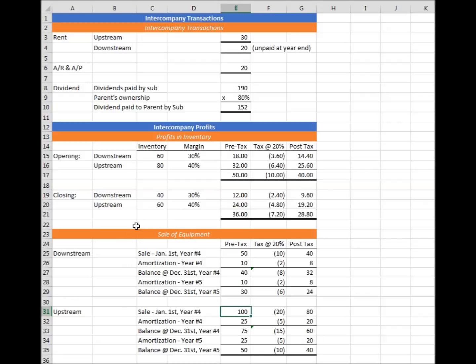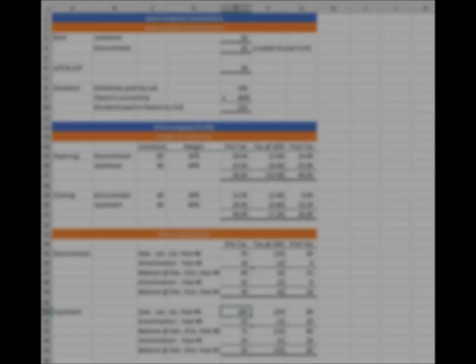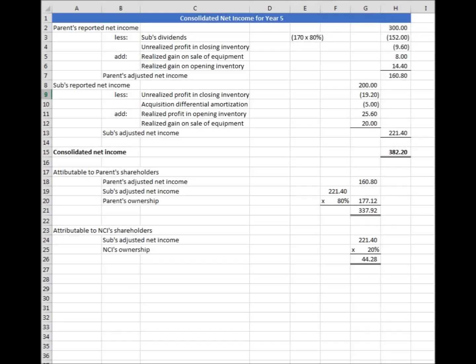All right, so we're going to move on to the calculation of consolidated net income now. So now we're going to be calculating consolidated income for year 5. So here we're just going to be calculating the entire consolidated net income and then attributing it to the parent shareholders and the non-controlling interest. Although on a test it might just be quicker to do it right away for the parent and then come up with the non-controlling interest portion.